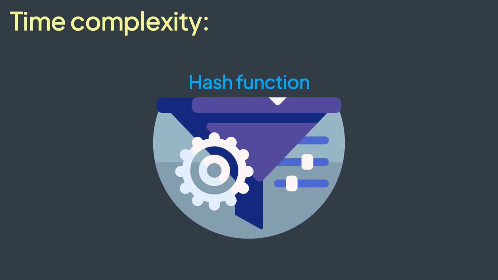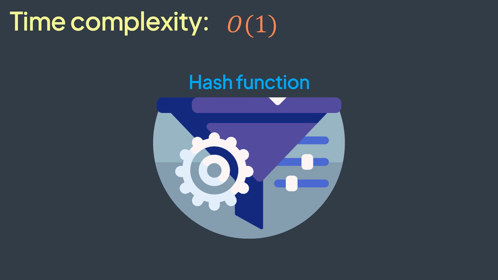For the hash function, hashing a key doesn't require us to traverse elements of the hash table, so its runtime isn't related to the number of elements in the hash table. The number of elements doesn't affect its runtime. This is why we say that the hash function runs in O of 1 time.